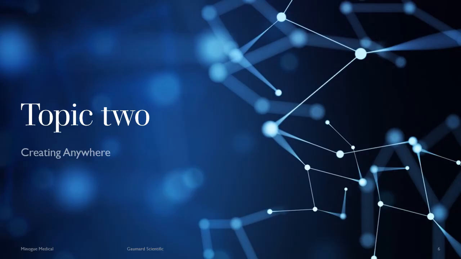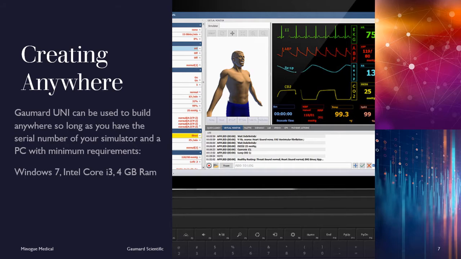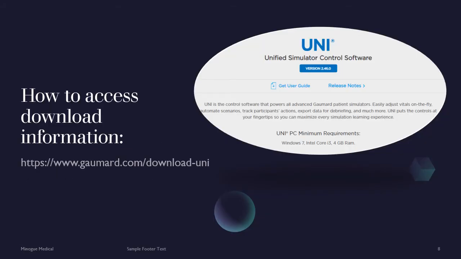Topic 2, creating anywhere. So Uni is a fantastic piece of software that you can download onto pretty much any PC out there. All you require is Windows 7, Intel Core i3, and 4 gigabytes of RAM. I don't know many computers that don't have those things in them anymore. So all you would have to do is go to the Gaumard website and download your Uni. And that is it.